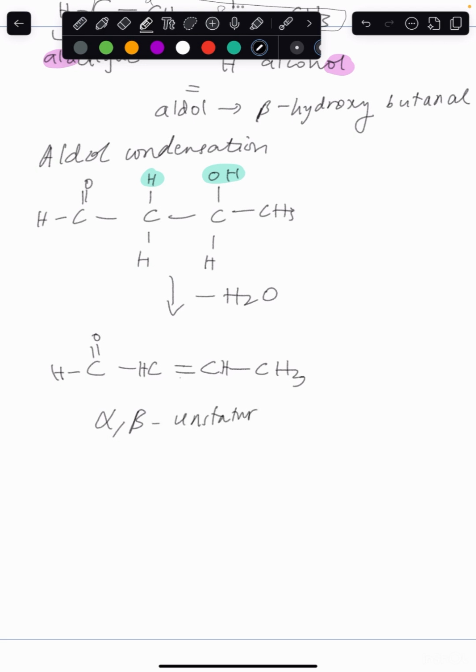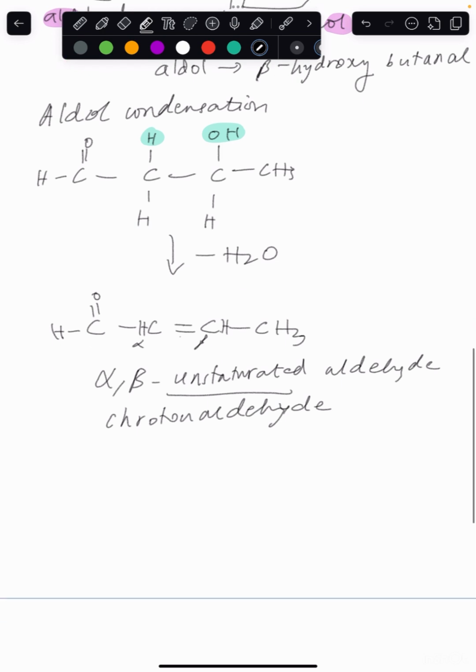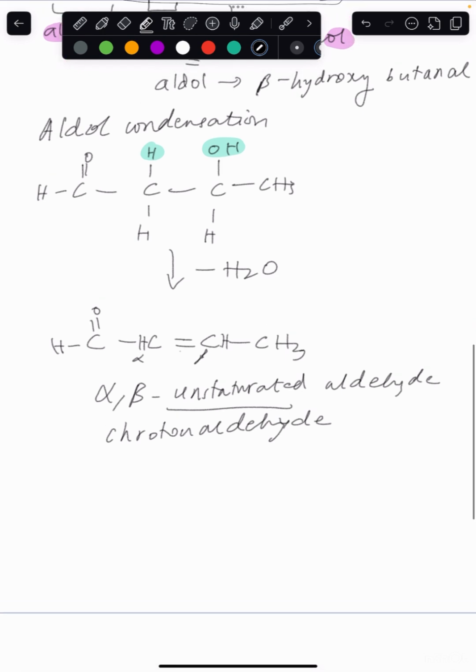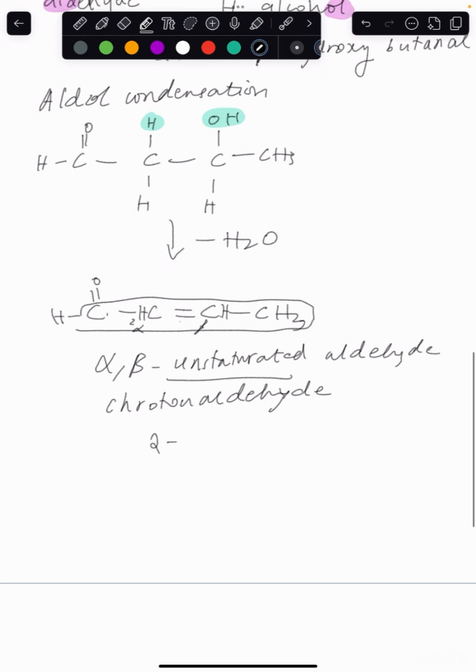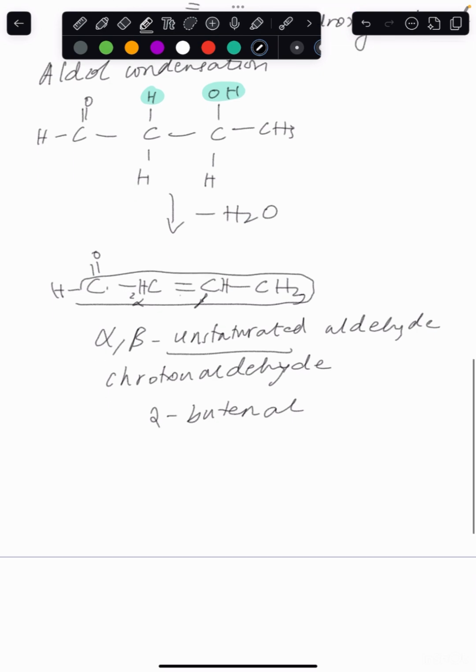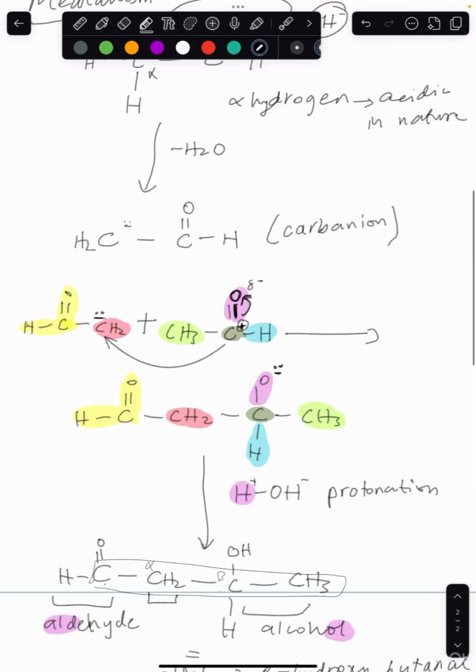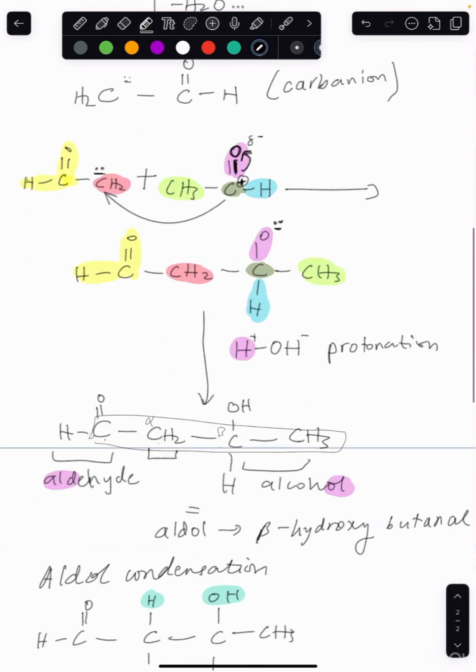unsaturated aldehyde. Why is it alpha beta unsaturated? Because of the double bond between alpha and beta. It's also called crotonaldehyde, and if we start the numbering, it is 1, 2 butenal. Now this is the aldol condensation explained, and I hope you understand.